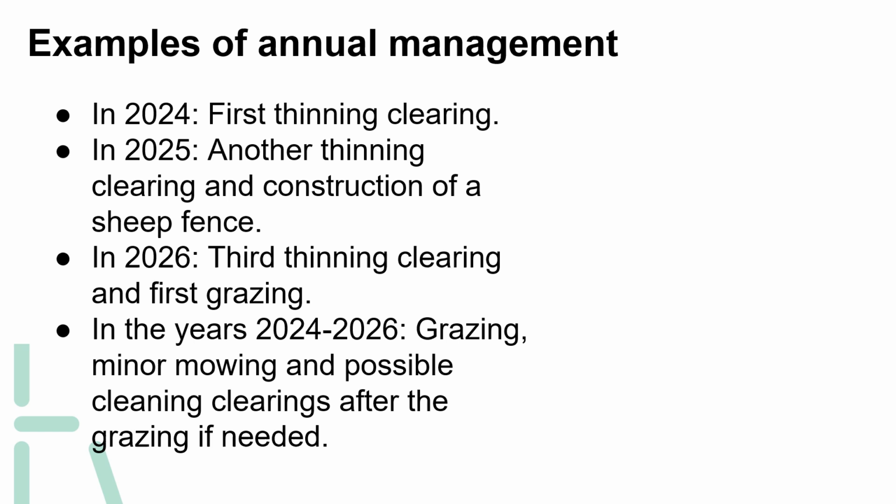2004, first thinning clearing. 2025, another thinning clearing and construction of a sheep fence. 2006, the third thinning clearing and first grazing. And then you could also write, for example, that in these years, grazing, minor moving, and possible cleaning clearings after grazing if needed. So on a kind of an upper level, but you have to give information on what will happen in the different years.